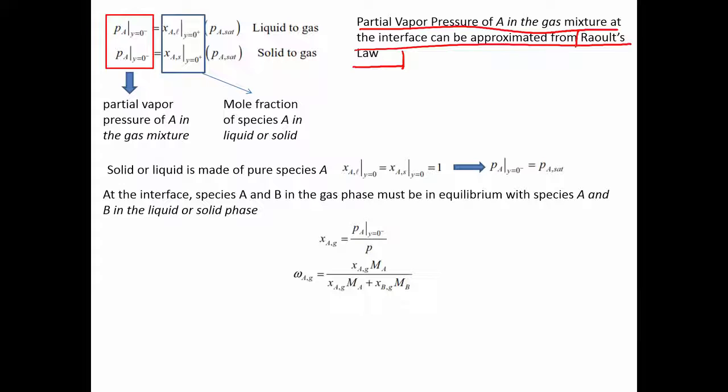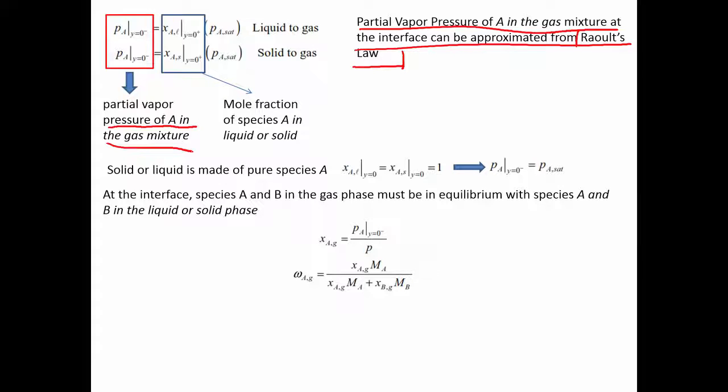If you look at these two terms over there, P_A at y = 0 minus, these are basically the partial pressure of A in the gas mixture. It is the partial pressure of A in the gas mixture just adjacent to the interface.